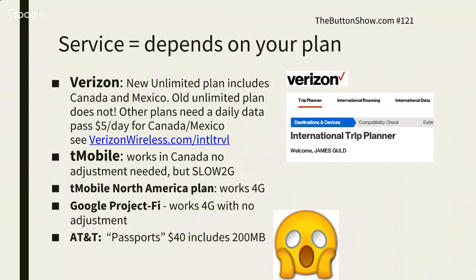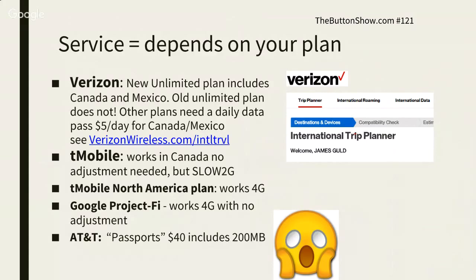Now, your Google Project Fi worked fine. Right, but that's $10 a gigabyte. And those are all that we actually have. Now, AT&T we don't currently have, but I looked it up, and it said you had to get something called a passport, which is $40, and it only includes 200 megabytes.